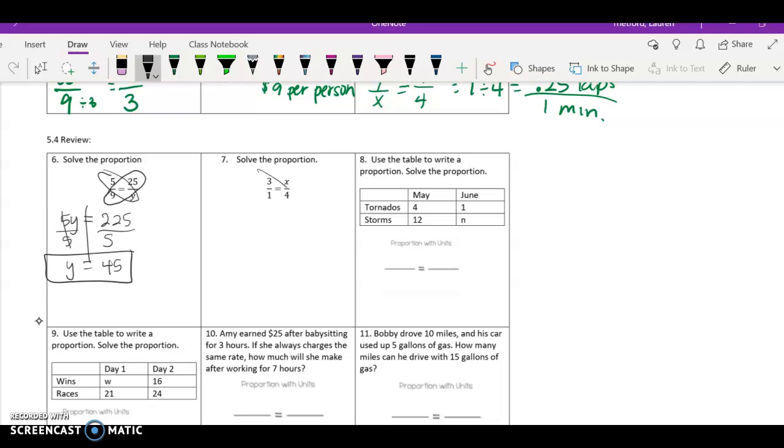So again, you're going to just cross multiply. 3 times 4 is 12, equals 1 times x, which is 1x. I don't have to write that 1, so I can just put 12 equals x, and that's my answer in this case.